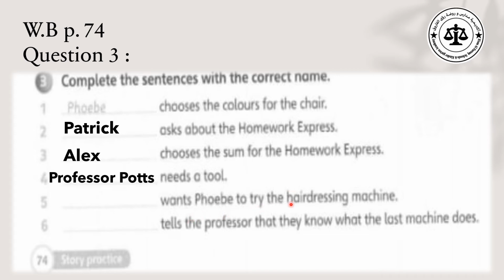Wants Phoebe to try the hairdressing machine. Also, Professor Potts tells the professor that they know what the last machine does. Phoebe. Excellent.